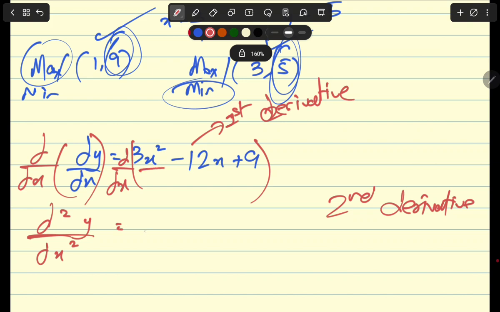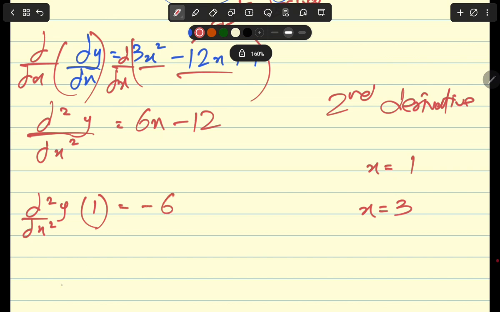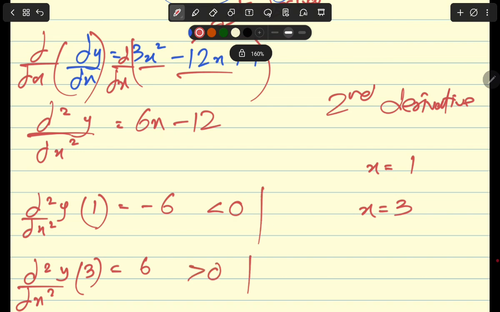Now the differential of 3x squared is 6x, and this is minus 12. Now the double derivative is this, and we know that the two stationary points were occurring at x is equal to 1 and at x is equal to 3. Now let's plug these in. So the double derivative at x is equal to 1 is minus 6, and the double derivative at x is equal to 3 is positive 6, right? So this is less than 0, this is greater than 0, and by this definition this is going to be a maximum and this is going to be a minimum.